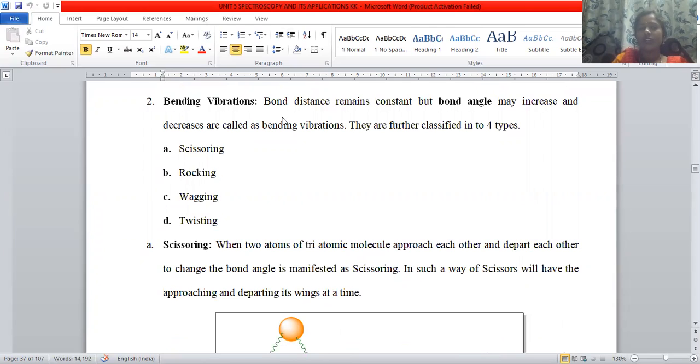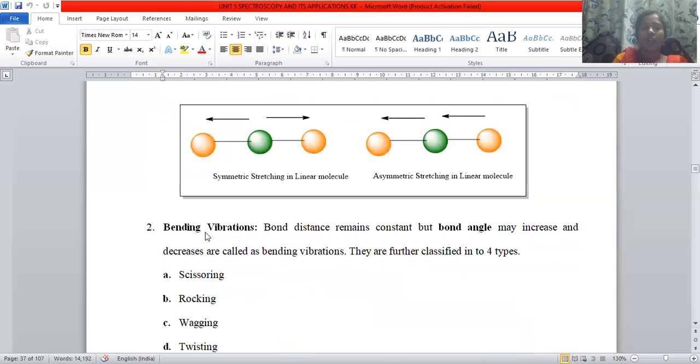The second kind of transition is bending vibration. Bending vibration means we are not going to change any bond distance or bond length, but by taking the atoms at the terminal centers, we can change their bond angle. The angle present between the bonds will be varied. Bending vibrations are again categorized into four types: scissoring, rocking, wagging, and twisting.